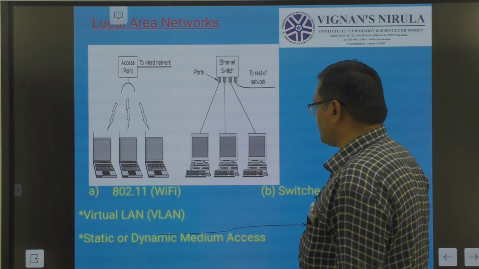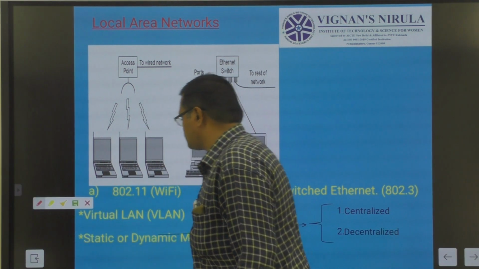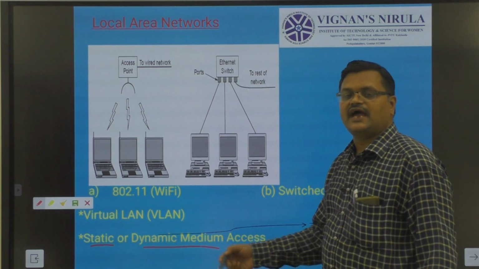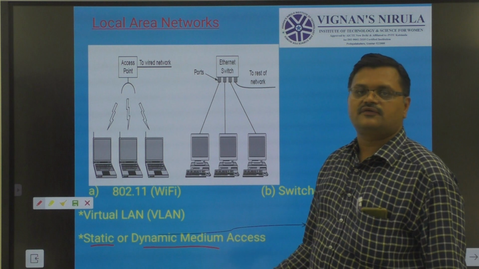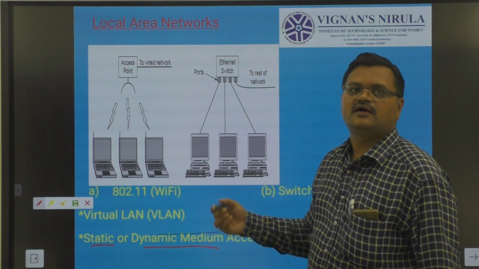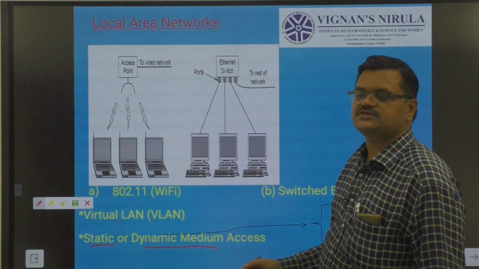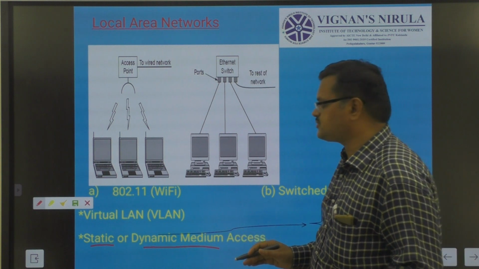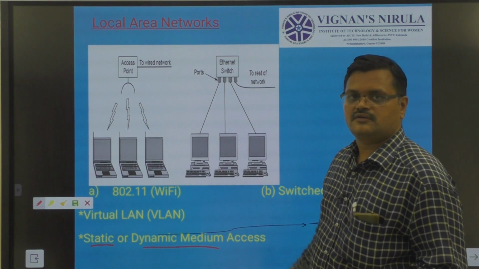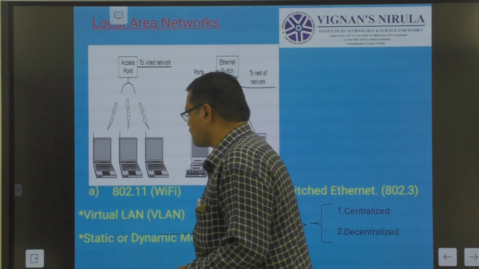So, static or dynamic medium access. Static means fixed, so the configuration is fixed. Whereas in the case of dynamic, the configuration is dynamic. That means at runtime only we will decide, not fixed. There is no fixed route. The route is decided at that particular point of time. So that is nothing but dynamic. Whereas static is fixed. That means all the paths are established before the beginning of the action. Okay, that is about the static.